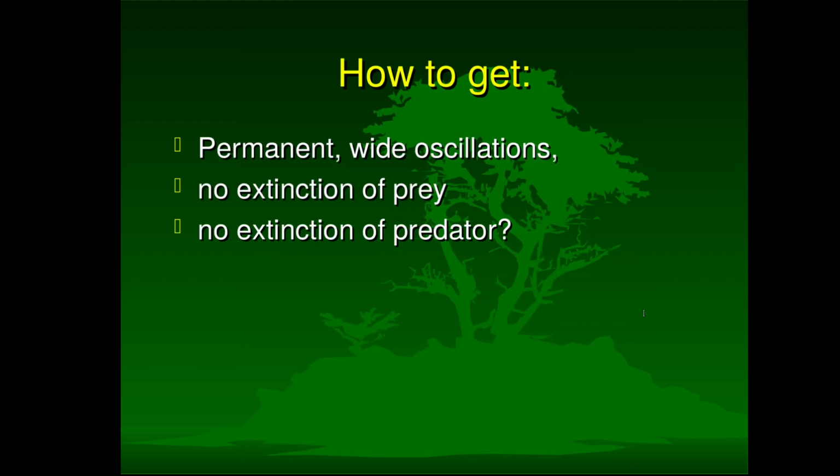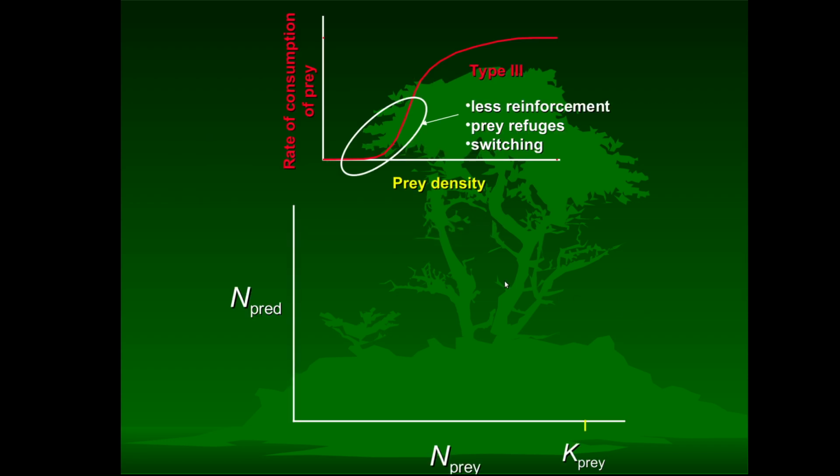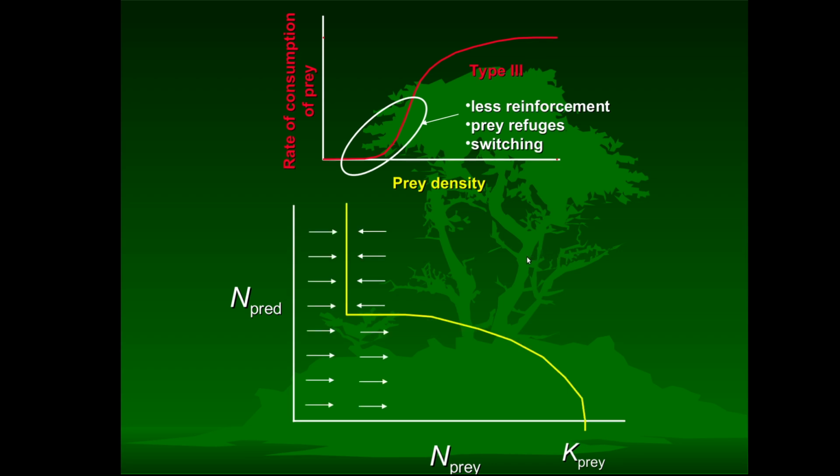Right, next question is, how do we get cases where there are wide oscillations, but neither the predator nor the prey go extinct? This is occasionally observed, wide oscillations but no extinction. Well, again, the isoclines can suggest reasons. If the prey have a refuge at low density, then that will prevent their extinction. So that is indicated by this isocline here, by the prey.